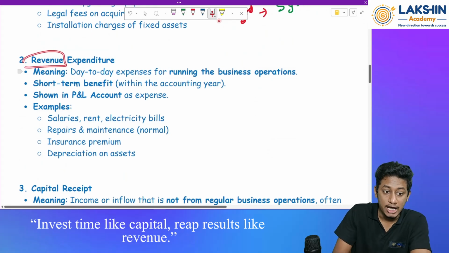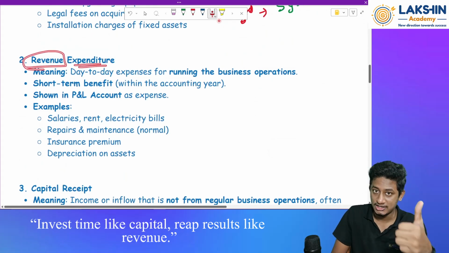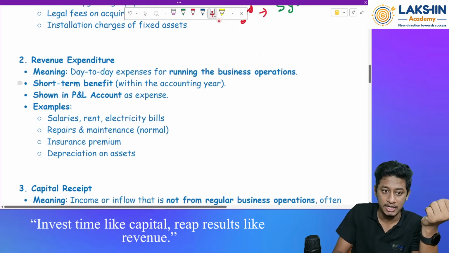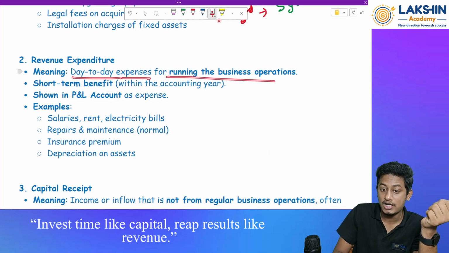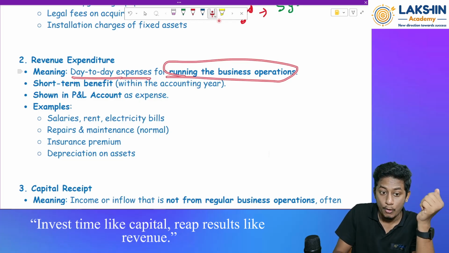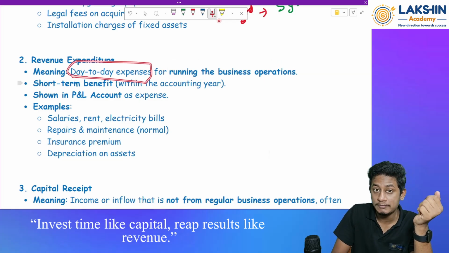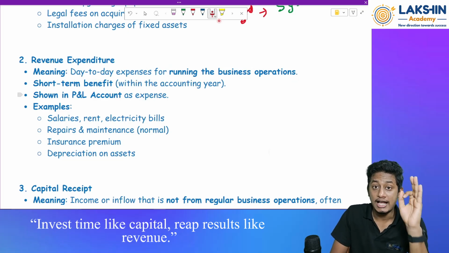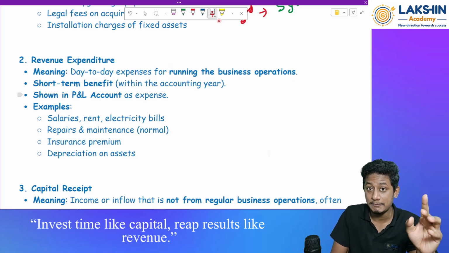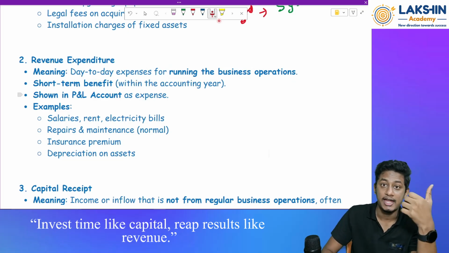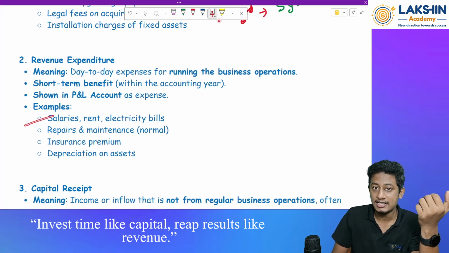Next we have revenue expenditure. So we saw what is the capital expenditure. Now what is the revenue expenditure? It is a day-to-day expense for running the business operation. When I say day-to-day, what do you mean? It is a recurring expense. That means I am making the expense again and again. Example, sir: salaries, rent, electricity.